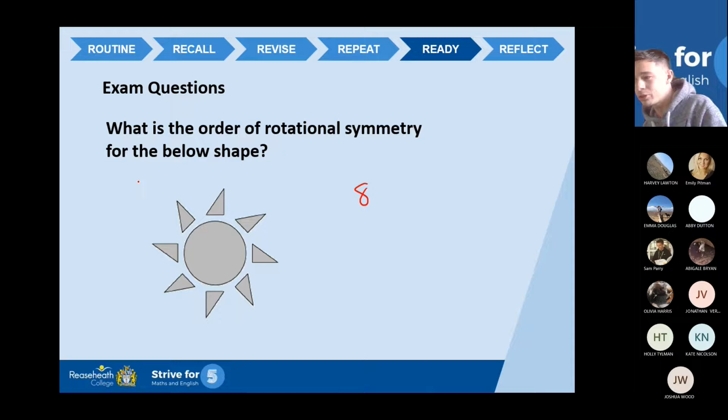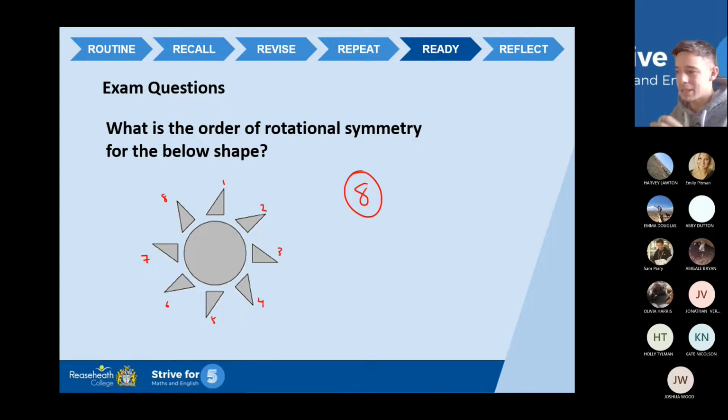Right, let me give you a clue. Because it's got 1, 2, 3, 4, 5, 6, 7, 8 points, we can rotate that shape 8 times and it would look the same each time, okay? So my number is 8. Although it's not a shape that has symmetry per se, it can still look the same, okay? So it does have a rotational symmetry of 8. So if in doubt, count the number of points or directions it's pointing, okay?